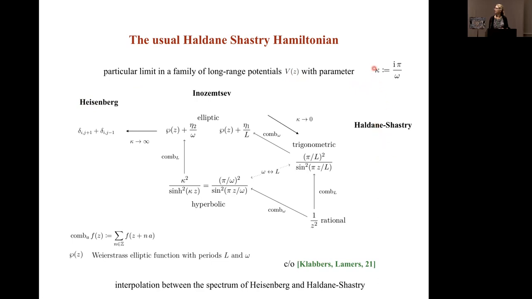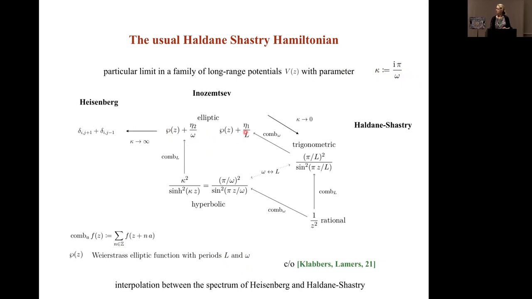And there is a parameter which can be parameterized alternatively with this kappa or this omega. It depends on the use of the object you are looking at. In the general case, this potential is elliptic. It is the Weierstrass elliptic function with two periods. One is the length of the spin chain, and the other is this imaginary parameter here. Kappa is imaginary, kappa is real, omega is imaginary.